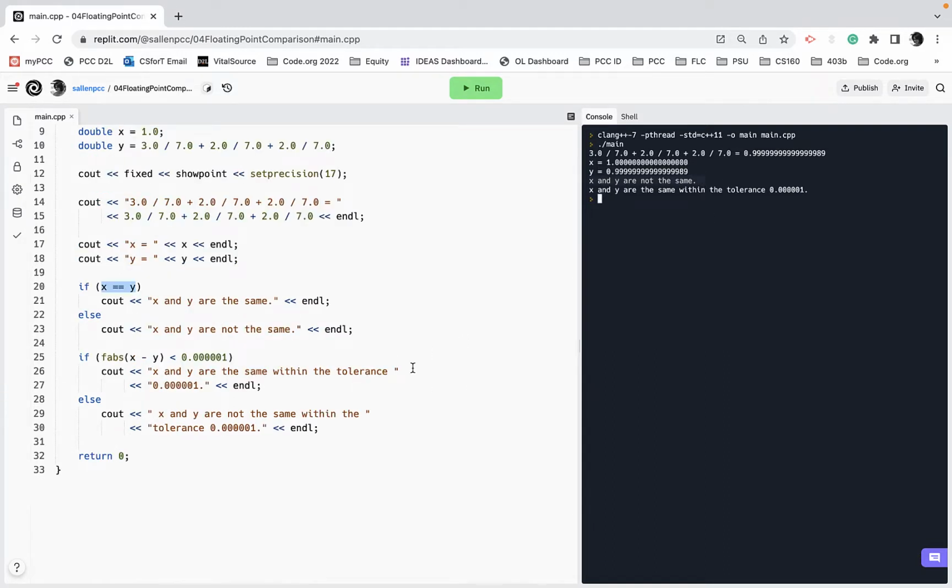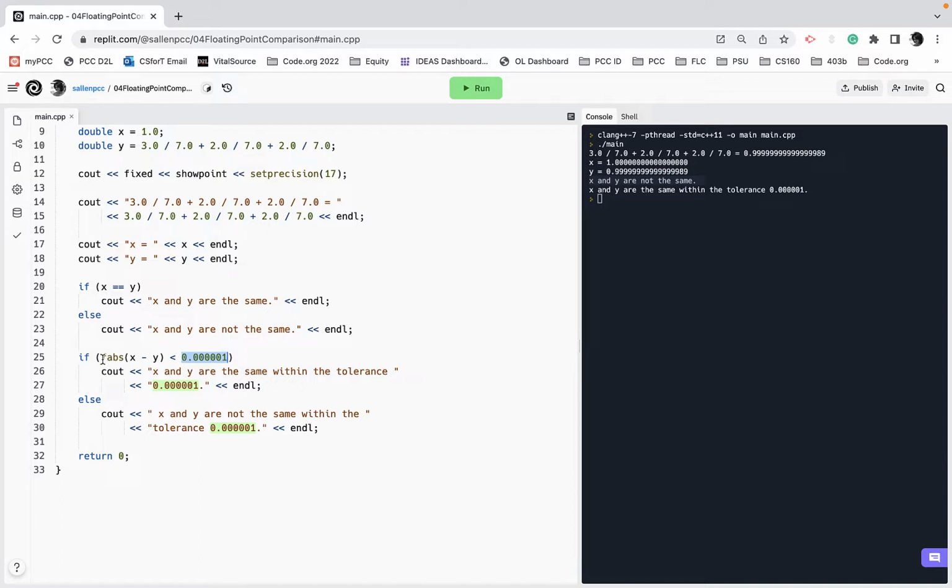So how we get around this in programming is we subtract the two numbers and we look at their difference. So if their difference is really small, and you determine what small means, so their difference is very small, then we can say they're essentially the same number.